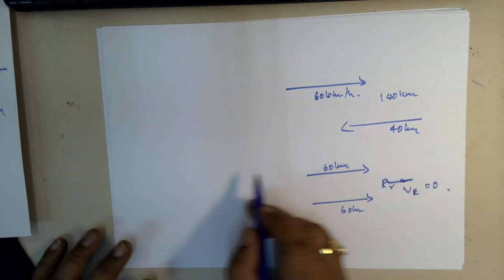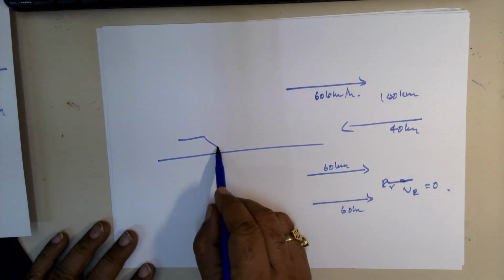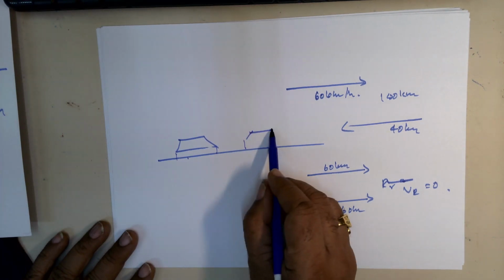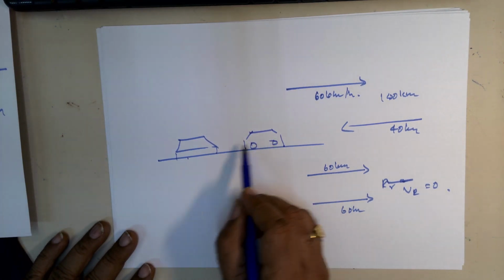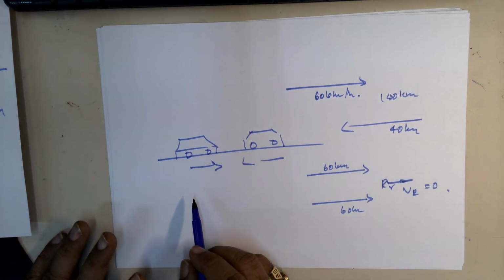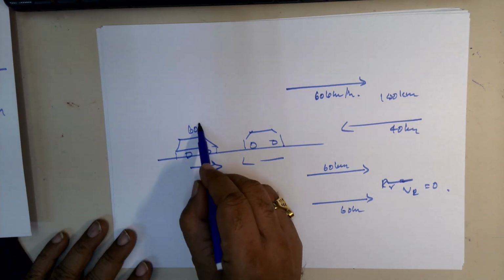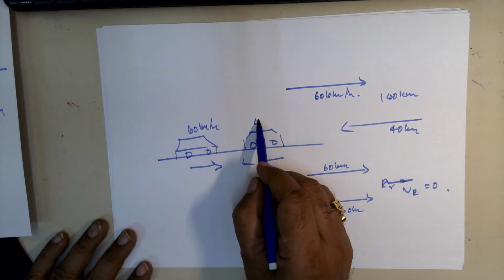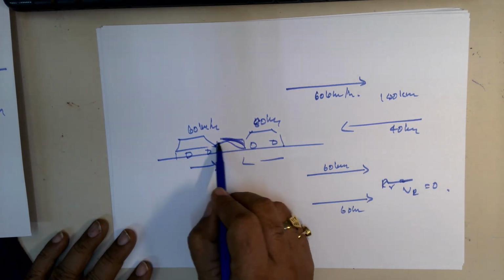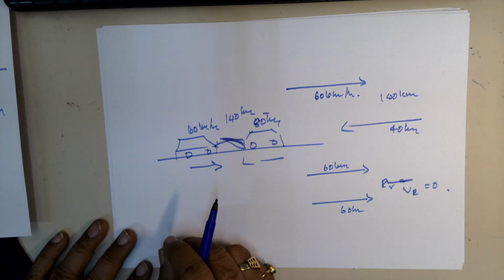The same thing happens here also. For example, when there is a head-on collision, there is a road and there is a car moving like this. If there is any head-on collision, the impact will be very severe, is it not? Because they are moving in the opposite direction, right? This one is at 60 kilometers per hour and this is at 80 kilometers per hour, but the impact will be 140 kilometers per hour, right?